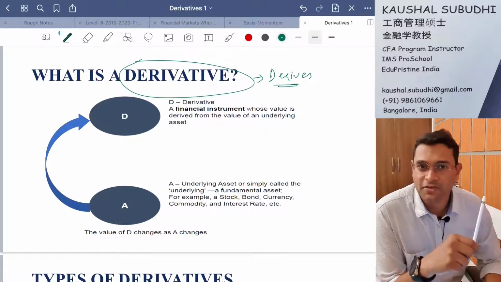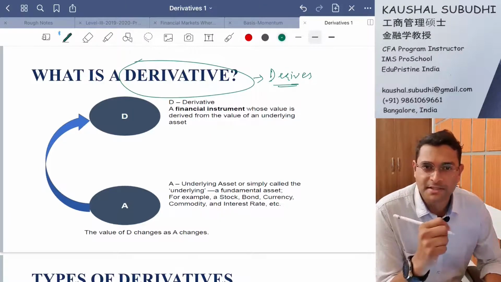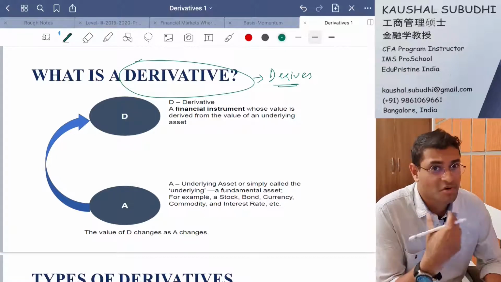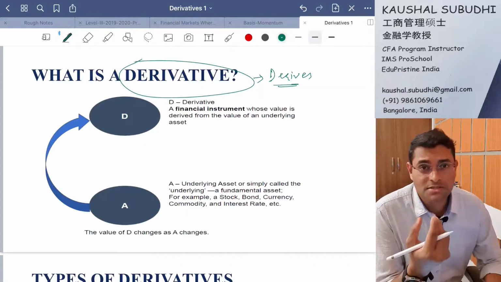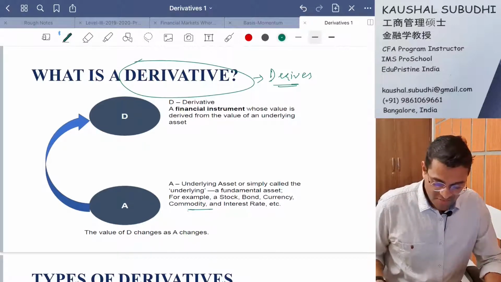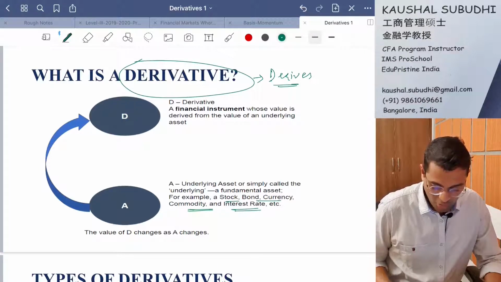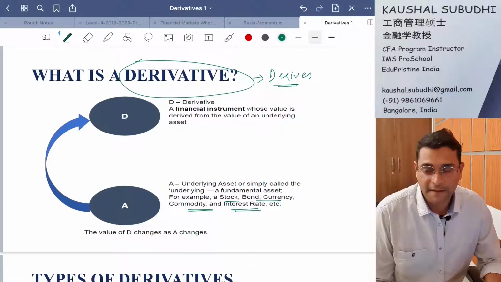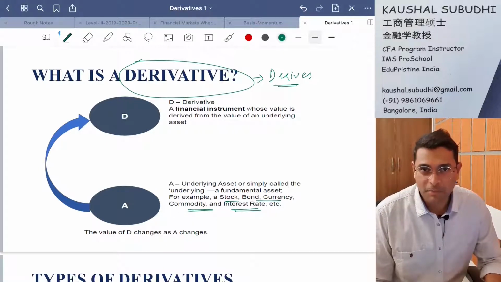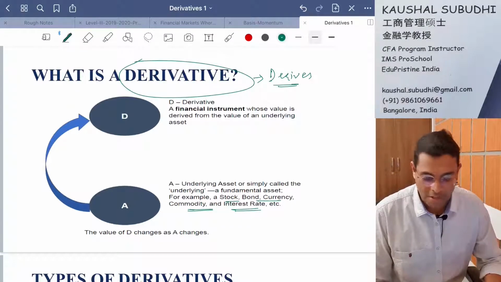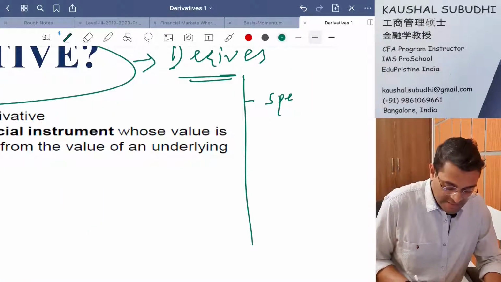If it derives the value from an asset, what could that asset be? That asset could be a commodity, a currency, a stock, bonds, or an interest rate. So it derives a value from an asset which could be a commodity, interest rate, stock, bond, or currency. And this is a type of financial security where the value is derived from a particular asset, and on that value people trade. So who could be the traders in derivatives?